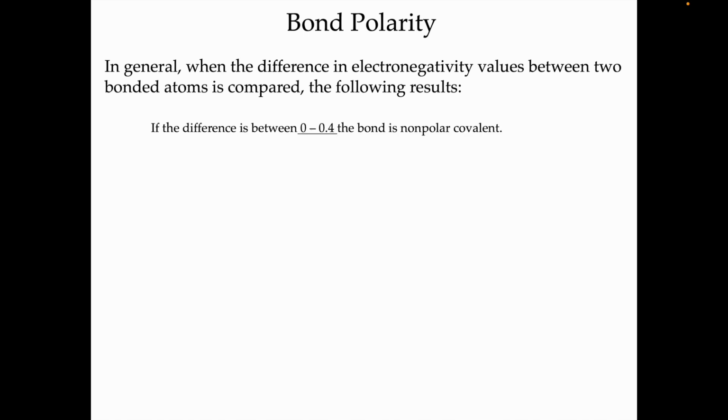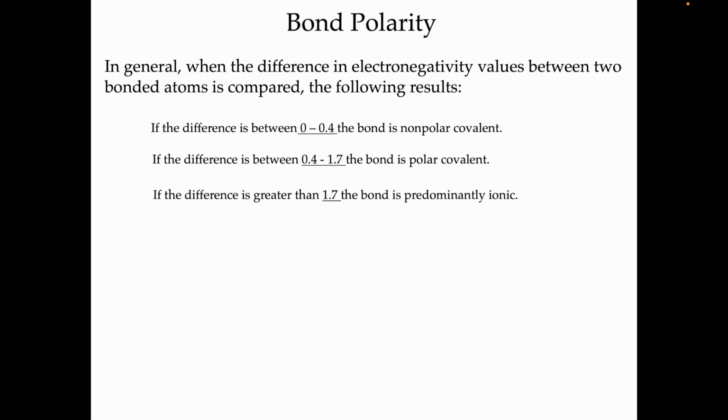So if the difference in electronegativity between the two atoms is between 0 and 0.4, we say the bond is nonpolar covalent. If the difference is between 0.4 and 1.7, we'd say the bond is polar covalent. And lastly, if the difference is greater than 1.7, we say the bond is just predominantly ionic. So what do all these terms mean?